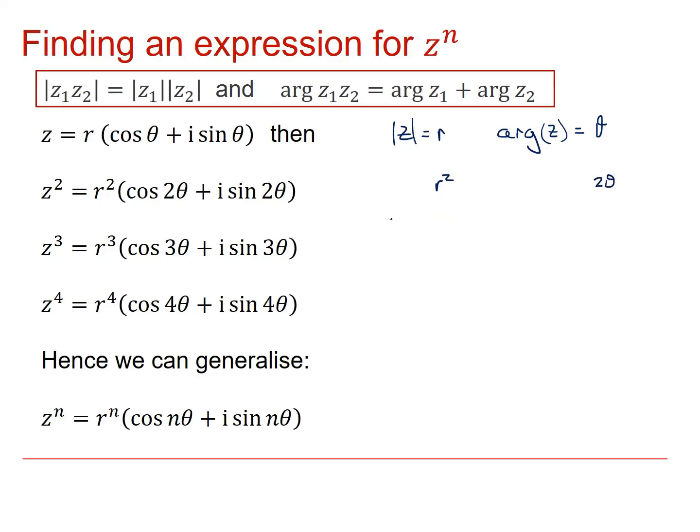For z cubed, I'm going to get z squared times this. So I'm going to get r cubed and 3 theta. And for z to the 4, I'm going to get r to the 4 and 4 theta. And in general, we say then that z to the n is equal to r to the n, cos n theta plus i sine n theta. These are multiple angles.